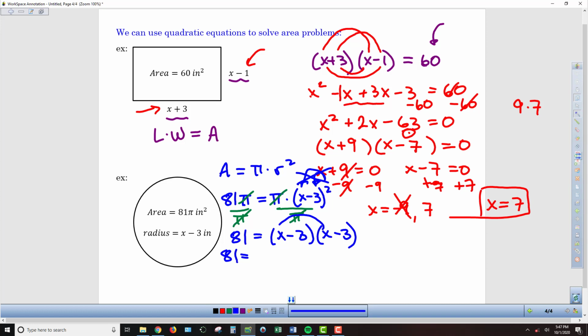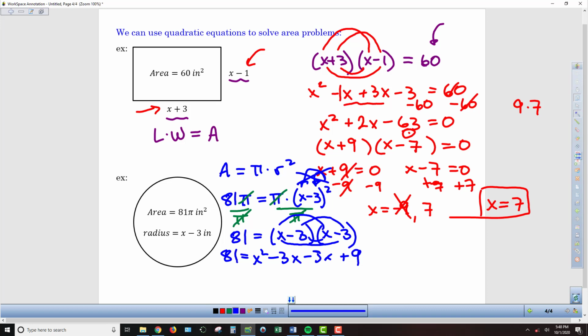So I've got x times x gives me x squared. My outer gives me a negative 3x. My inner gives me another negative 3x. Those don't cancel out. They're just going to add together to make a negative 6x in a minute. And then finally I've got negative 3 times negative 3, that gives me positive 9.